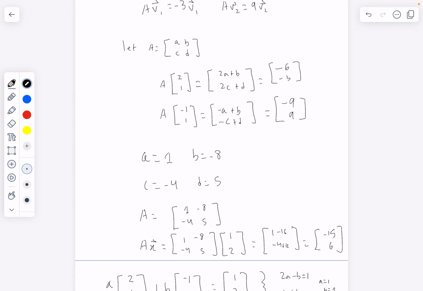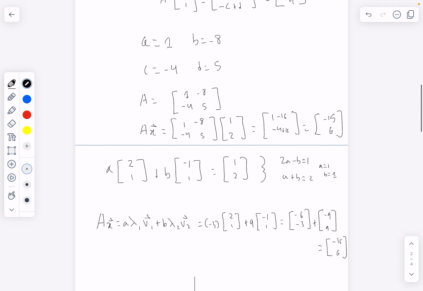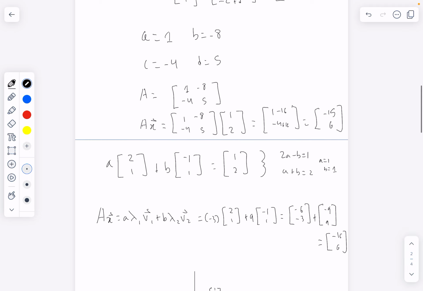Solving this system, we find a equals 1, b equals negative 8, c equals negative 4, and d equals 5. So matrix A is (1, negative 8, negative 4, 5). And now we compute A of x, which we do by multiplying matrix A by (1, 2), and we get a final answer of (negative 15, 6).